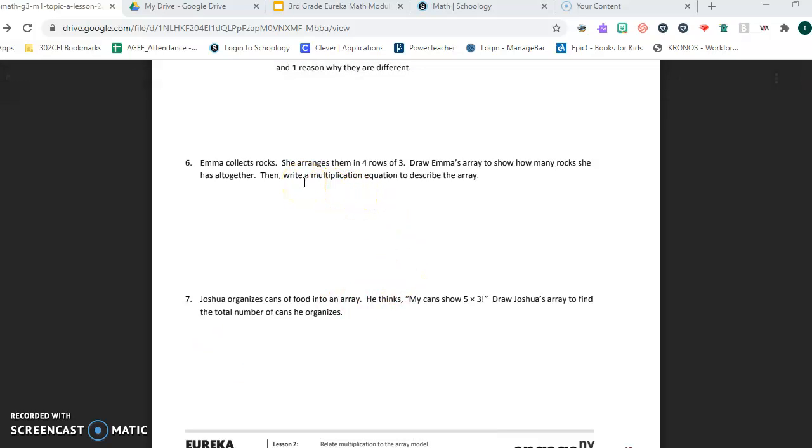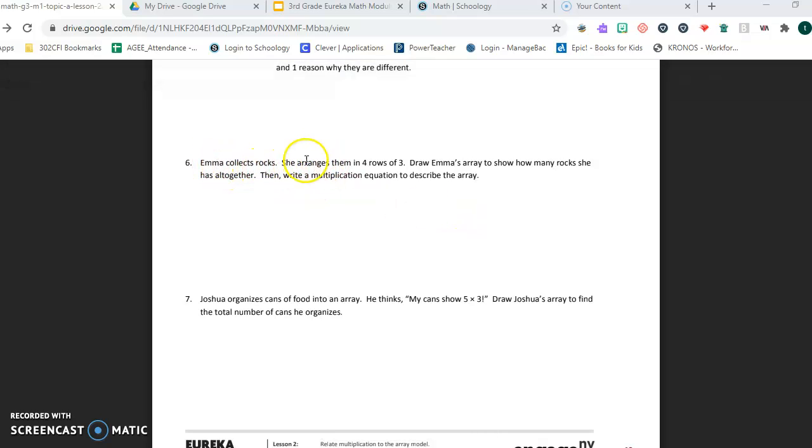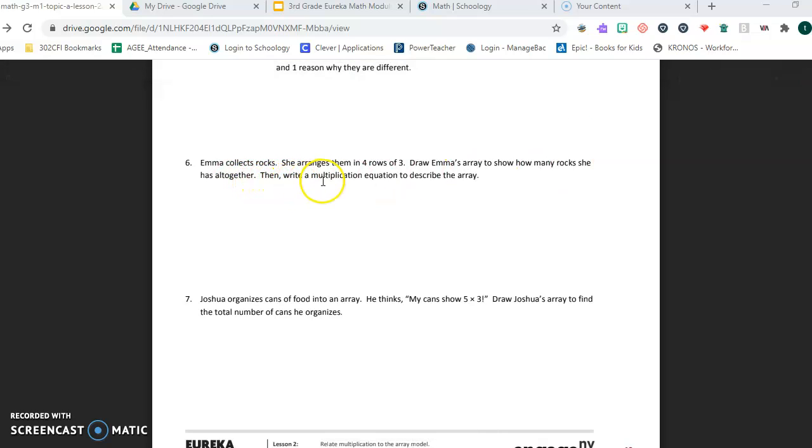Okay, kids, the last video stopped at 15 minutes and I didn't realize it, and so I had a little bit left. We were working on this problem. Emma collects rocks. She arranges them in 4 rows of 3. Draw Emma's array to show how many rocks she has altogether. Then write a multiplication equation to describe the array.